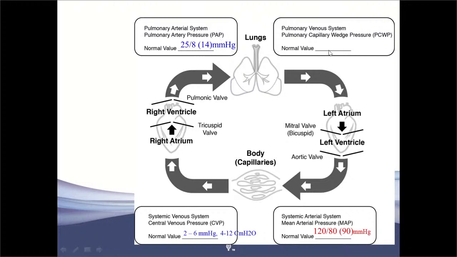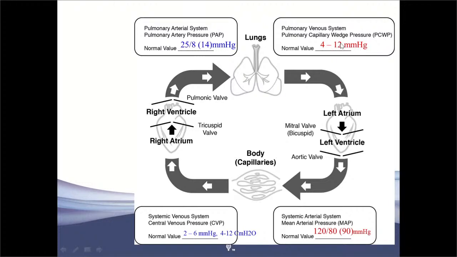Come over here to the pulmonary venous system, pulmonary capillary wedge pressure, and that is 4 to 12. That's the range for it. And that's an easy one to remember because 4 to 12 has already shown up in this diagram once before, hasn't it? Right down here, right? So just know that the wedge pressure is the same as the centimeters of water pressure as far as the numerical values, 4 to 12. So that's easy to remember too.